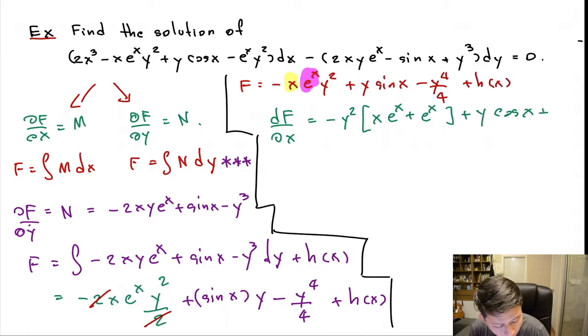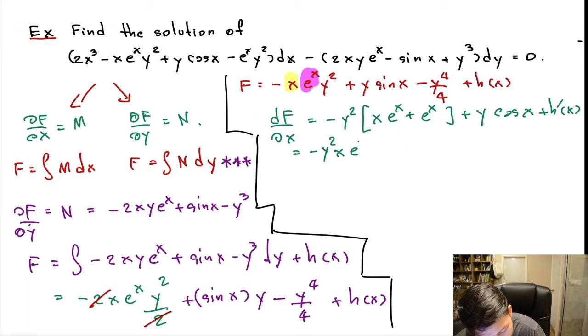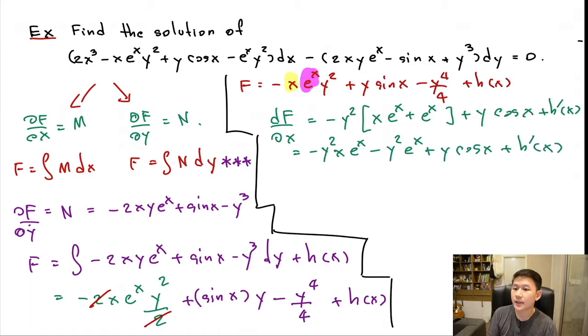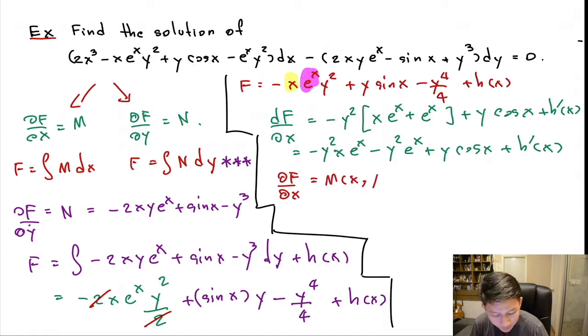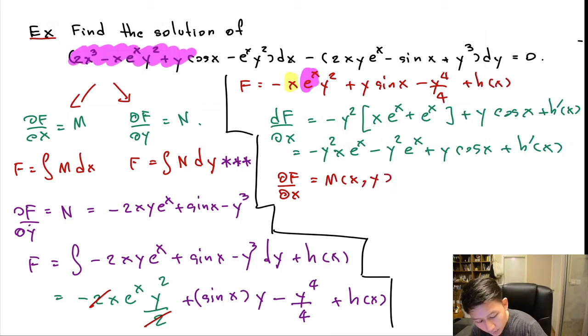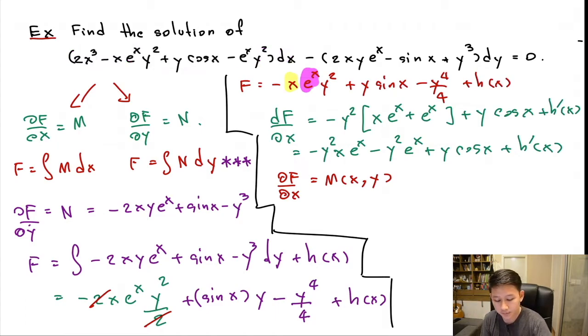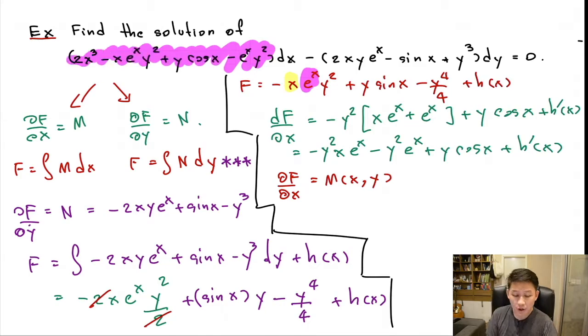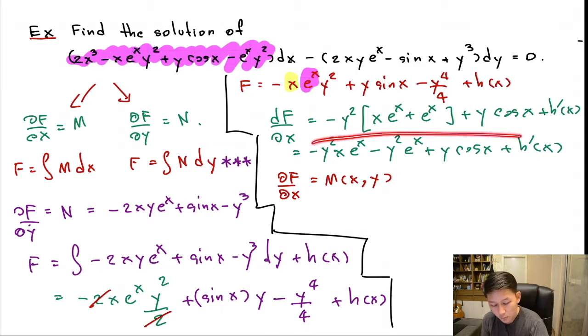Plus h prime x, and this is minus y squared x e to the x minus y squared e to the x plus y cos x plus h prime x. Right? But we know that df by dx is actually m, and m is actually this guy, isn't it? So we compare this with that.